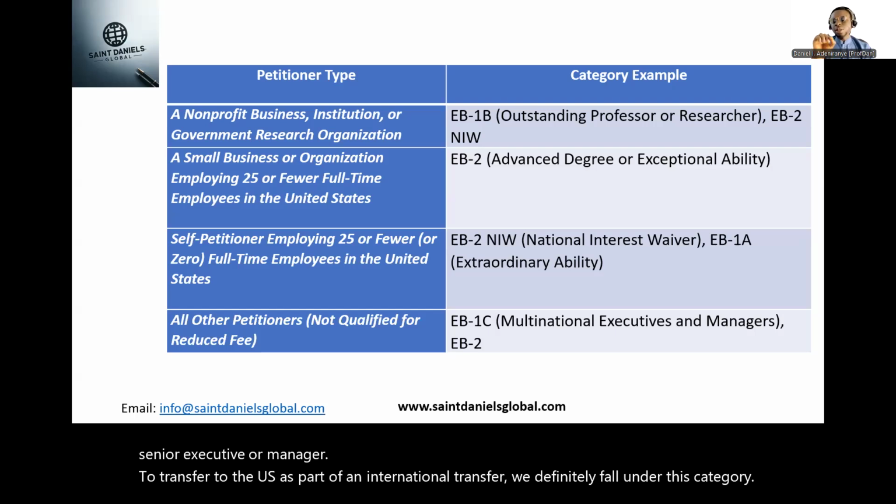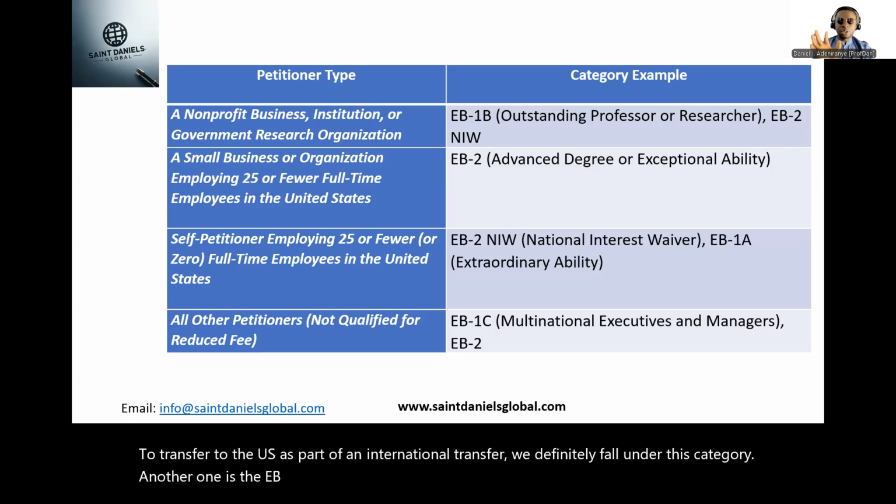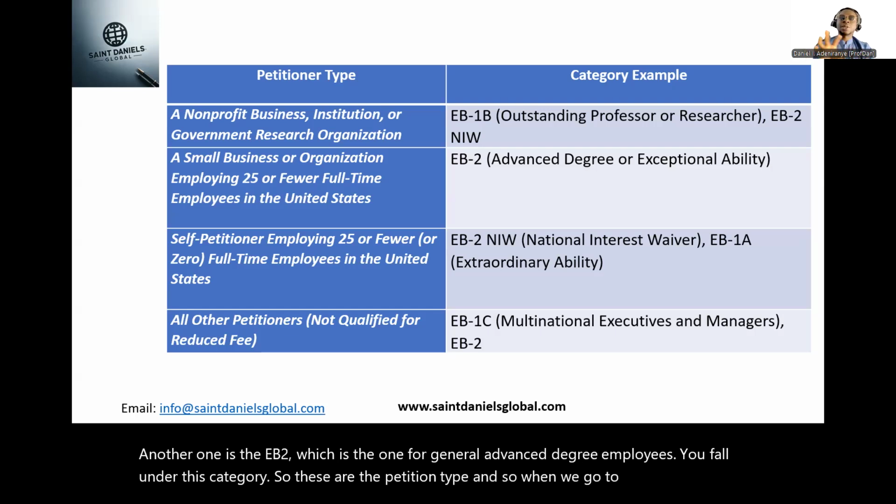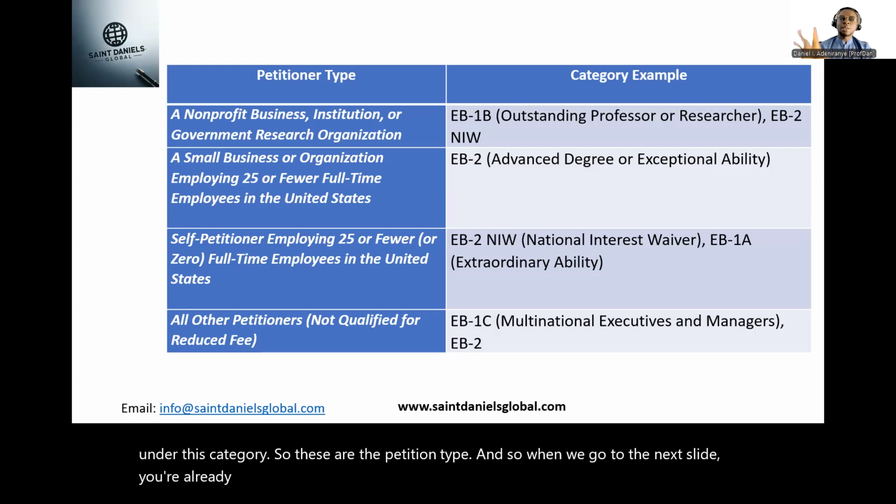Another one is the EB-2, which is the one for general advanced degree employees. You fall under this category. So these are the petition types. And when we go to the next slide, you will already understand where you fall in all of this.